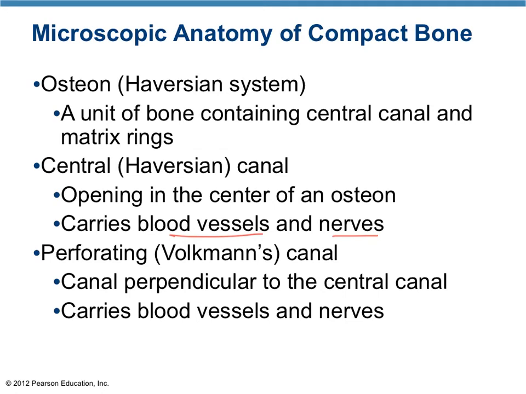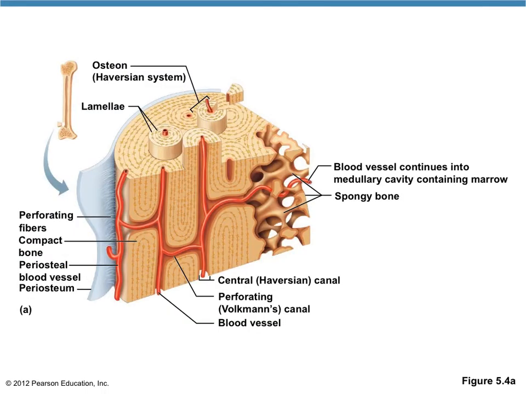And then running perpendicular to that are the perforating or Volkmann's canals, and they are perpendicular to the central canal, and they also carry blood vessels and nerves. In this diagram, you can see what an osteon looks like. So it's one of these units here, and you can see it's got concentric rings of bony matrix, and then there is the central canal, which, as you can see, is where the blood vessels are traveling, and then you can also see the perforating or Volkmann's canals, and they go perpendicular to the central canals.